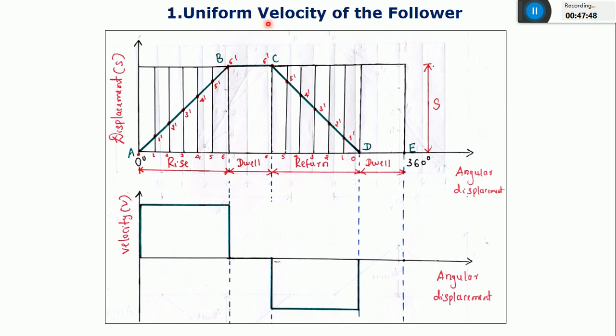Only consider why it is called a uniform velocity of the follower. Since the follower has a uniform velocity during the upward motion, that is the rise of the follower, and during the return of the follower the velocity is constant, you can call it a uniform velocity of the follower.